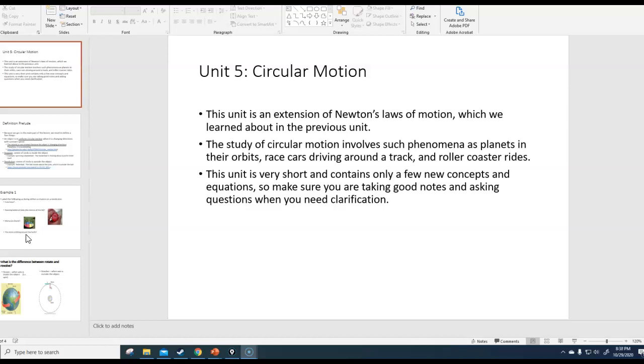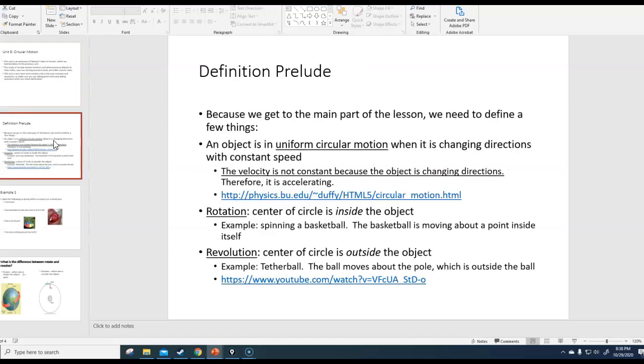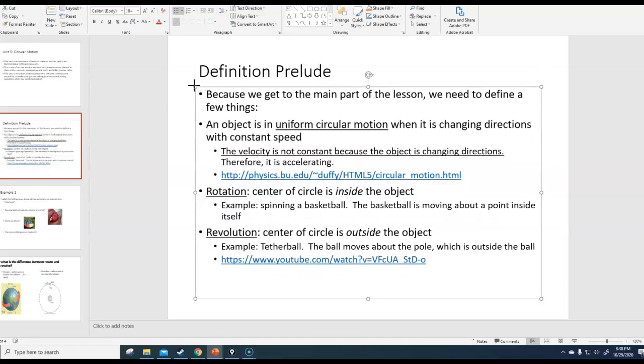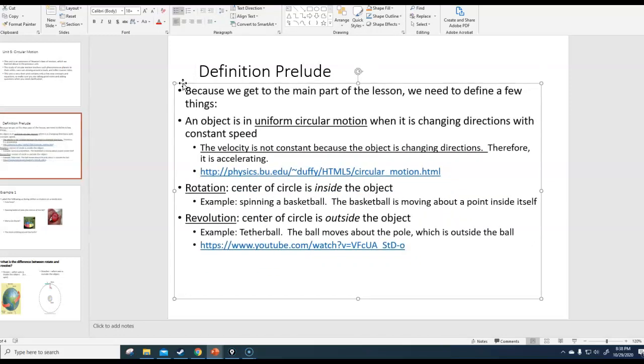Okay, so we're only going to do rotation and revolution in this video. So let's talk about some definitions of things. Okay, so first of all, I want to define what's called uniform circular motion. And so an object is said to be in uniform circular motion when it is changing directions with constant speed.